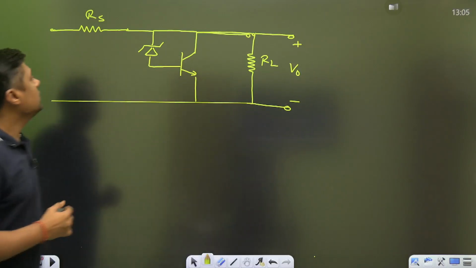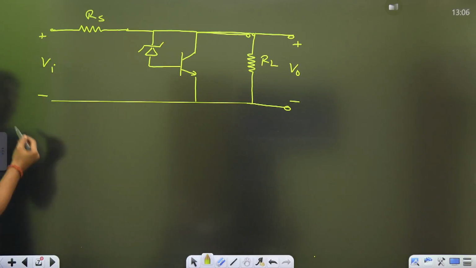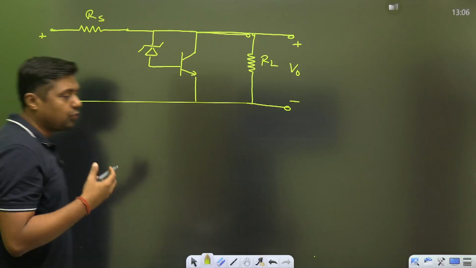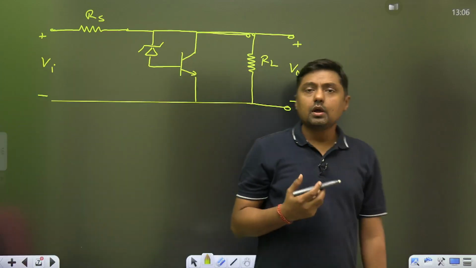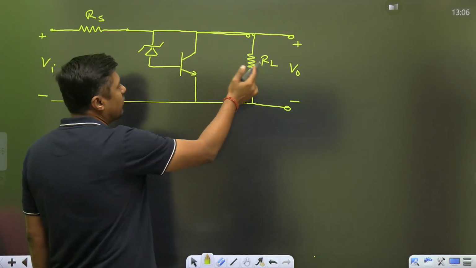Now, here we are giving Vi. We are having variation in Vi, that is called line variation. It may vary from 20 to 30 volt or 30 to 40 volt and so on. And there is a variation in RL also. This is also variable, that is called load variation.